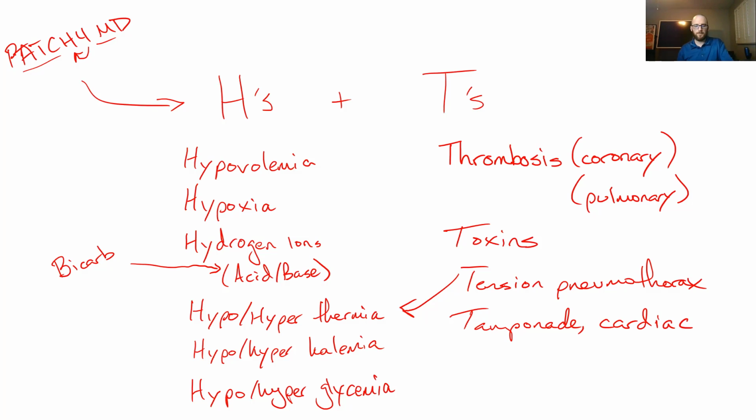And again, if you look at them, every single one of these things on this list could cause somebody to be altered. So we should check their fluid. We should check oxygen. We should check their temperature, electrolytes, sugar, 12 lead for their heart, toxins, tension pneumo, cardiac tamponade. All of those things could make somebody altered. And so it's really the same checklist of us trying to just figure out what the heck's going on with my patient. And if I can identify that, then maybe there's something that I can do about it.